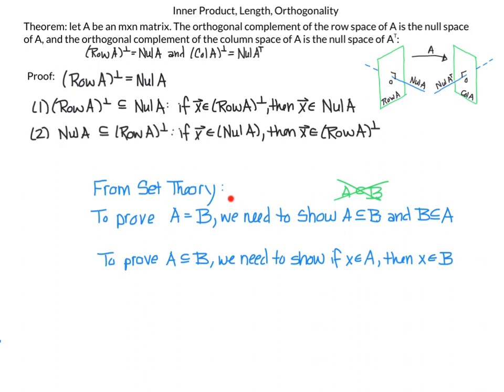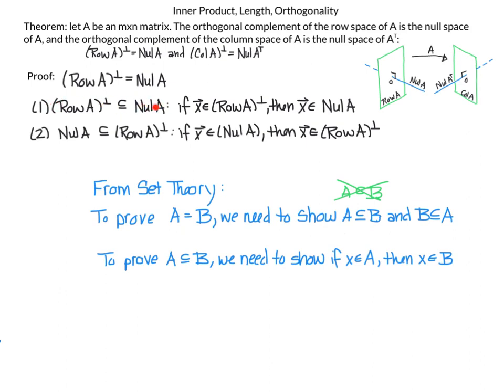We are going to use these two standard proof techniques to show that row A perpendicular is equal to the null of A. So the two things we need to show equality are that row A perpendicular is a subset of null A, and the second thing is that null A is a subset of row A perpendicular.